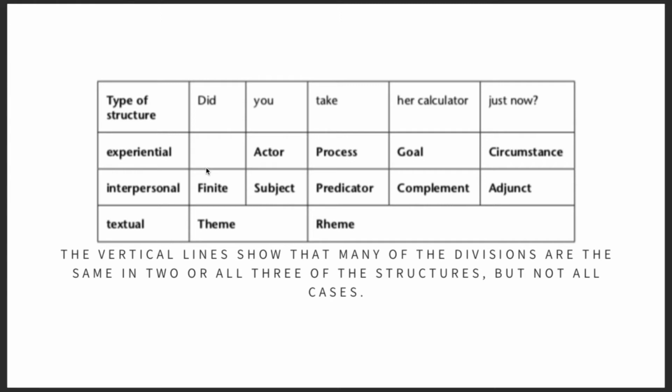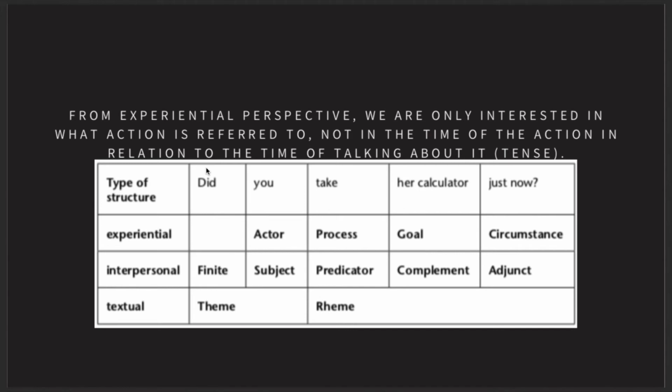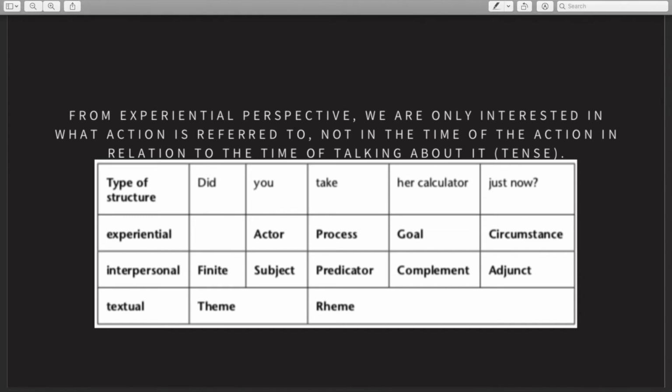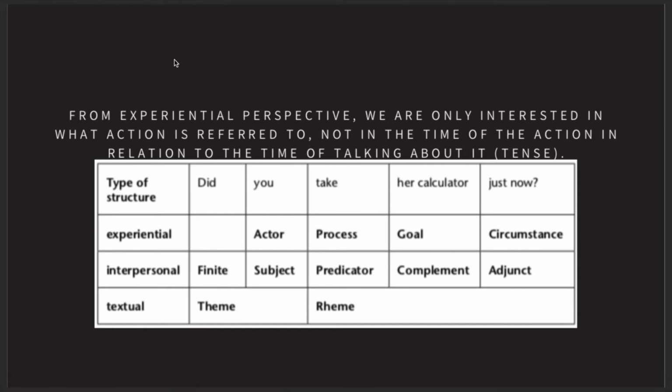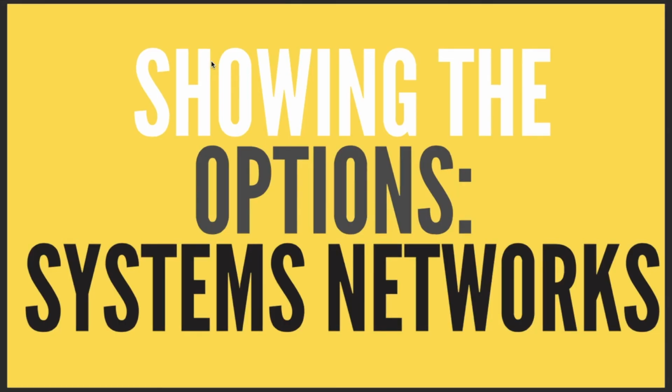So from the experiential perspective, we are only interested in what action is referred to, not in the time of the action in relation to the time of talking about it. So it means to say that in the experiential perspective, we don't really care about the order of how it is being fit into context or how we try to say it with other people. It's just that in the experiential perspective, we are really trying to just identify the doers, those who did the actions, and those who performed and participated in the actions. So those are the three kinds of structure in the clause.